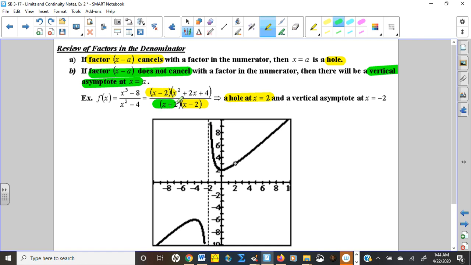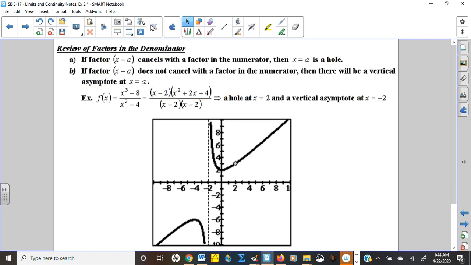And here's your non-canceling factor, right? X plus 2. And so X equals -2 will be the location of a vertical asymptote. And here's the picture that goes along with that. You see the hole at 2, 3, it looks like. I think we could fix that if we had to. The vertical asymptote back at -2. So we'll review rational function structure from all the way back from Unit 1.